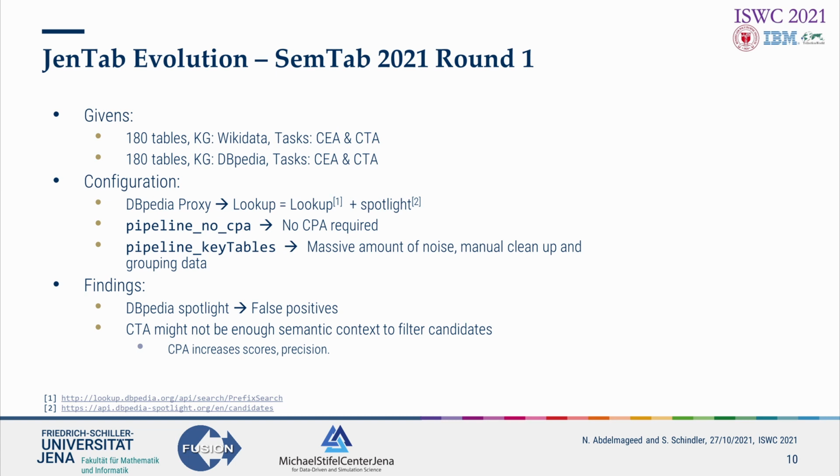We have created CPA targets on our own based on the given CTA targets and run our full pipeline. Finally, we have analyzed the dataset from Wikidata and encountered a massive amount of artificial noise added to the tables. So we have restructured this dataset into the form expected by pipeline key tables and executed it.